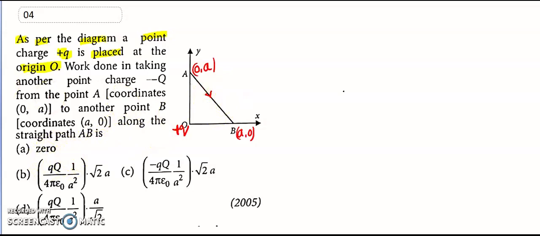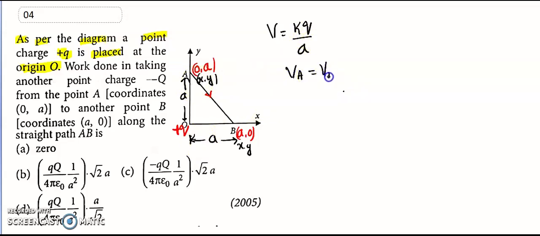So this is a coordinate (x, y). The y distance is 0, the x distance is a. So this is (x, y), and the distance is a. Look, the potential due to a point charge is kq/r. The potential at A is equal to the potential at B. So both potentials are the same.